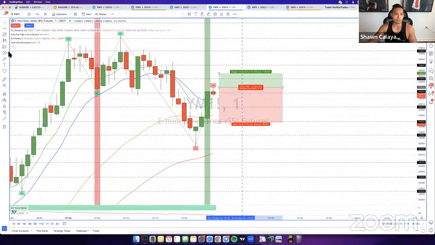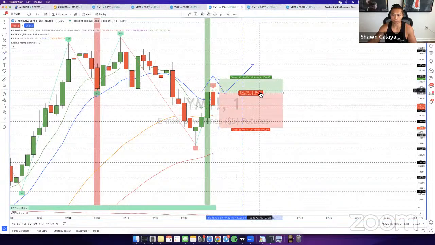All right, so I need price to push up slightly above right here, and then pull back right there. Maddie did mention that news is coming up shortly, so we might want to wait for news to happen first.